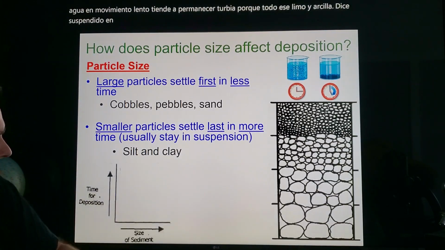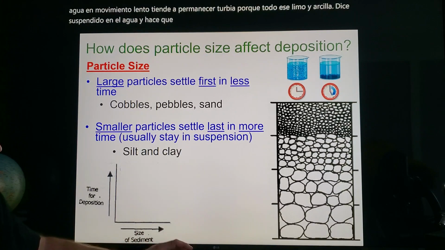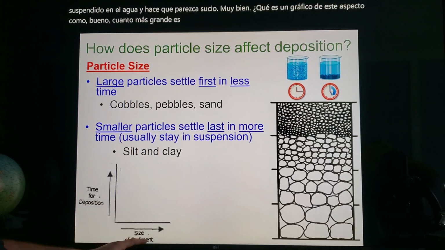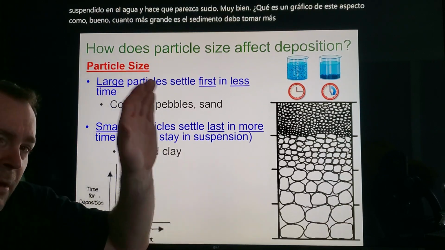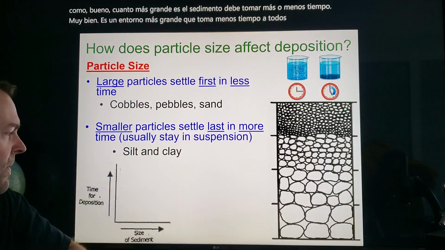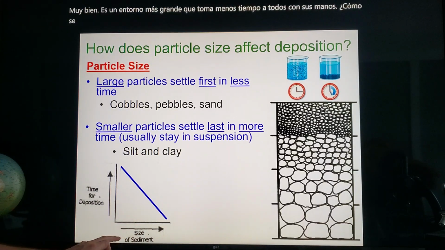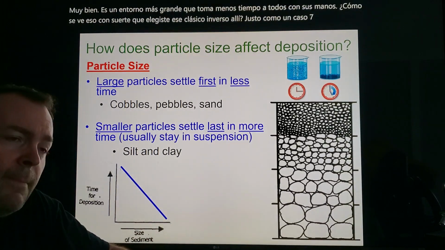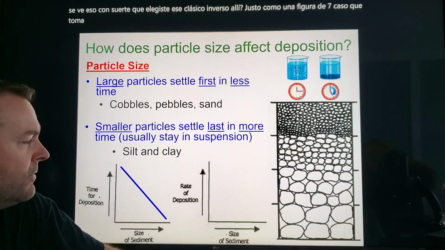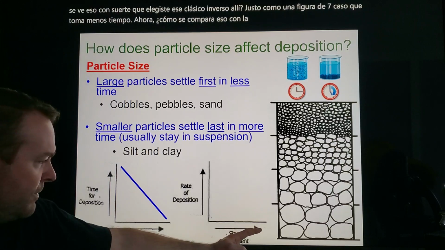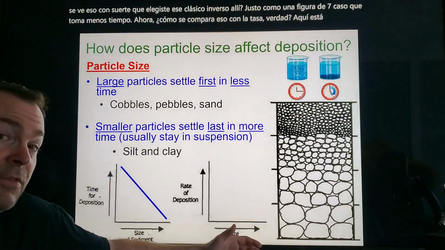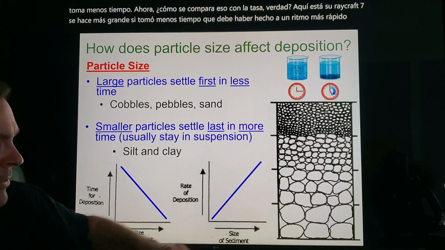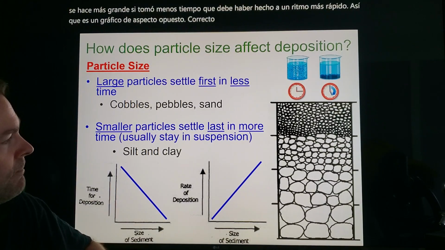All right, what does a graph of this look like? Well, the bigger the sediment is, it should take more or less time. Very good. If it's bigger sediment, it takes less time. Everybody with your hands, what does that look like? Hopefully you chose that classic inverse there, right? As the sediment gets bigger, it takes less time. Now, how does that compare to rate, right? Here's your rate graph. If the sediment gets bigger, if it took less time, I must have done it at a quicker rate. So it's an opposite looking graph, right? A direct relationship there. Okay.